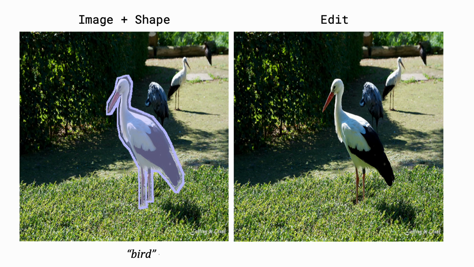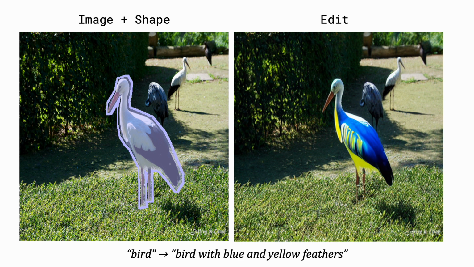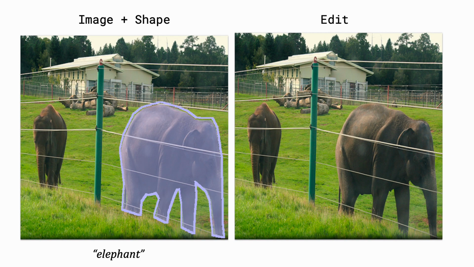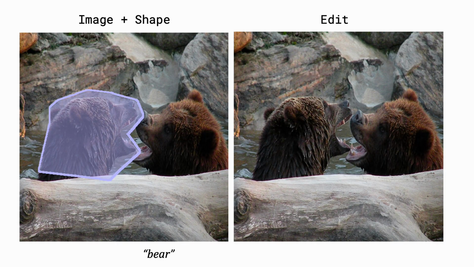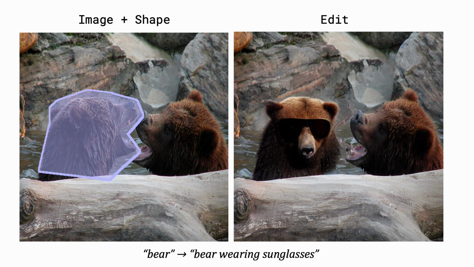Here, we depict some results from shape-guided diffusion. We might want to go from a bird to a bird with blue and yellow feathers, or from an elephant to an elephant wearing Christmas decorations, or from a bear to a bear wearing sunglasses.